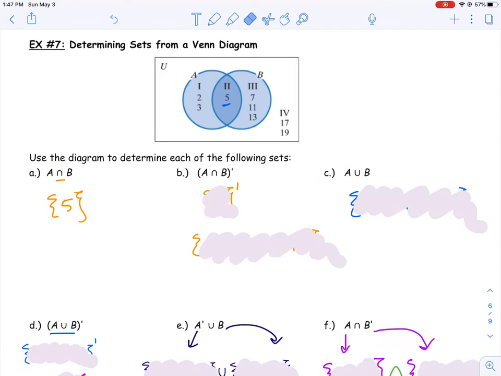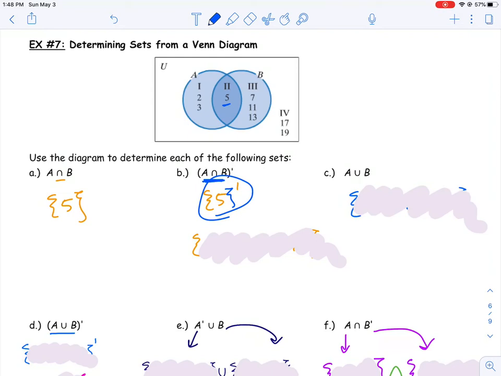All right, so part B has parentheses again. Remember, when we have parentheses, we've got to do that piece first. So what was the intersection of A and B? Remember, that was the element 5, right? Oops, I just erased it. And so now I can apply my complement.